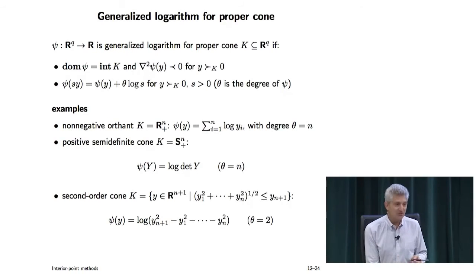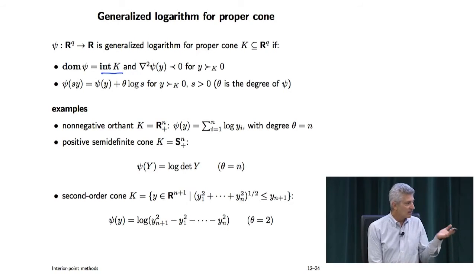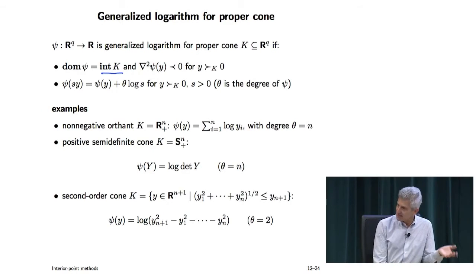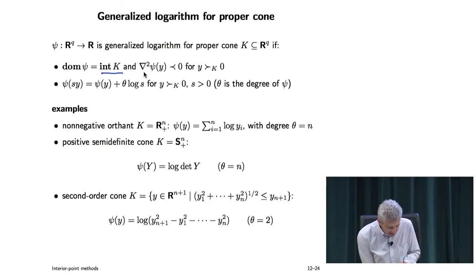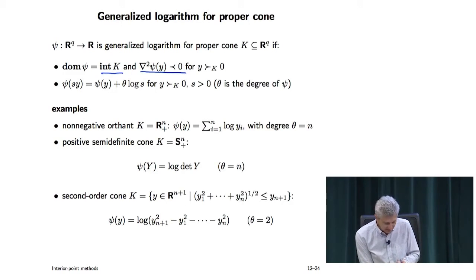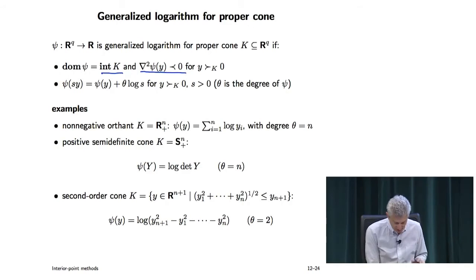So let's take a look at what you need to do. You have the idea of a generalized logarithm for a cone, and it says that the domain is the interior of the cone. That's the same as the domain of log being R plus plus, the positive numbers. The domain of log det of capital X is S n plus plus, the set of positive definite matrices. So it's the same. And it has to be concave, like log. We'll say a little more about that in a minute. The domain is exactly the interior of the cone, just like log.